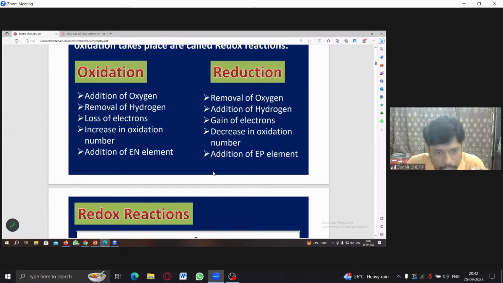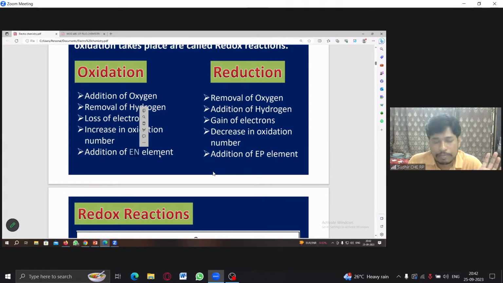For electronegative elements, you can consider non-metals as examples, and specifically oxygen, nitrogen, fluorine, chlorine, bromine, all these types of elements we can treat as electronegative elements.